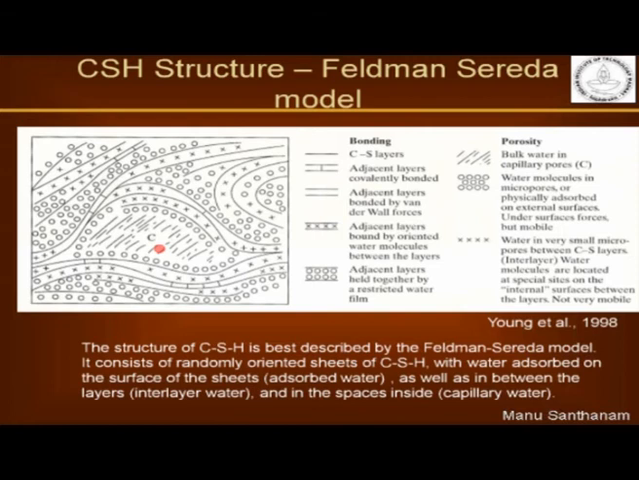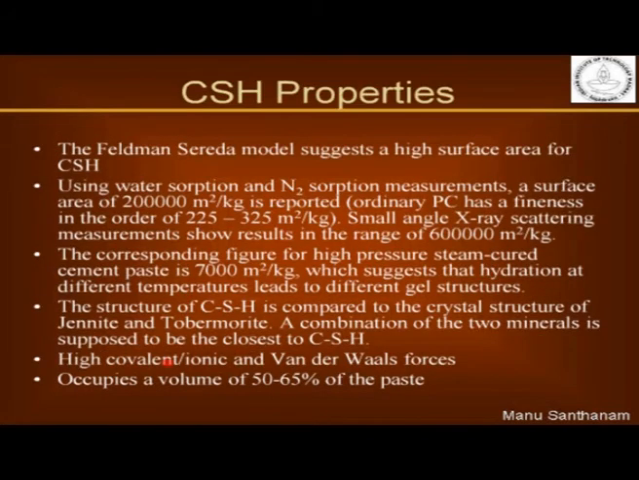So I just wanted to show you the structure of CSH. Basically, it's the most widely accepted one, which presents calcium silicate in the form of sheets, which has water trapped between layers as well as water adsorbed on the surface, and then you have capillary porosity, which also contains some water inside. So that model from Feldman-Sereda again suggests a very high surface area for the CSH. Indeed, surface area has been measured for CSH through a number of different experiments, and the values reported are of the order of 200,000 square meters per kilogram.